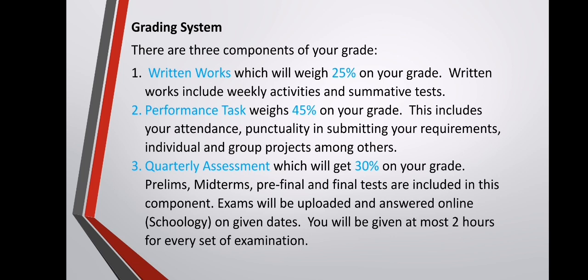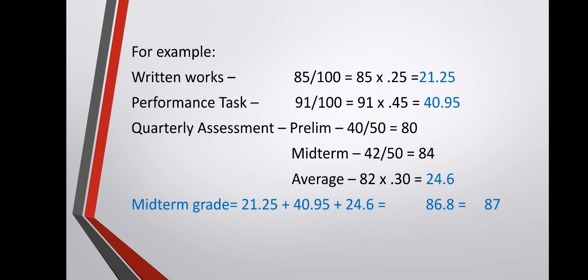Exams will be uploaded and answered online on given dates. You will be given at most 2 hours for every set of examination. For example, on your written works, you get 85 out of 100, so that is 85%. You multiply it by 0.25 or 25%, and you will get 21.25. For your performance task, for example, you get 91 out of 100, so that is 91%. You multiply it by 0.45 or 45%, then you get 40.95.